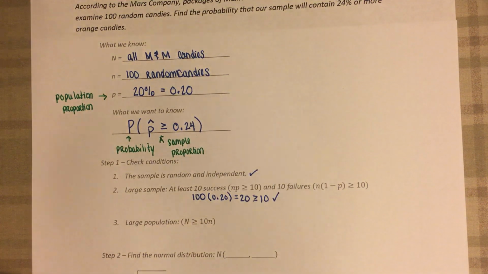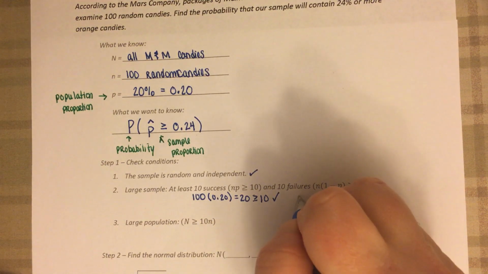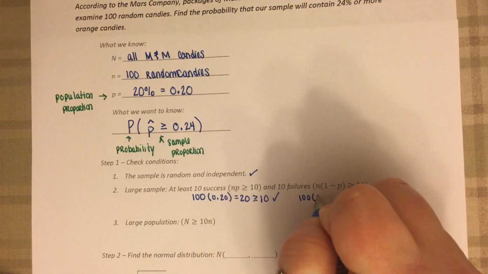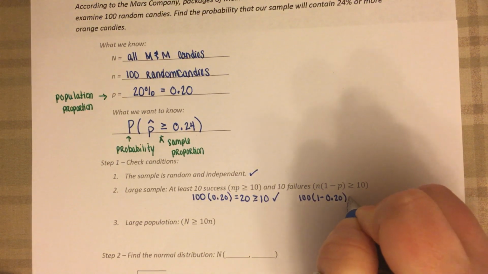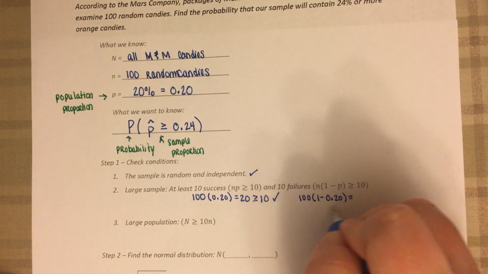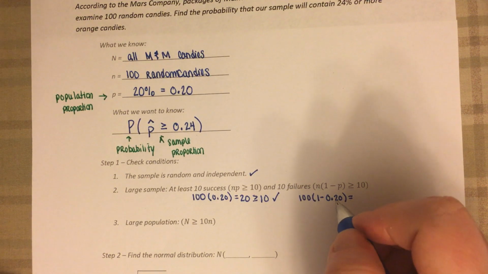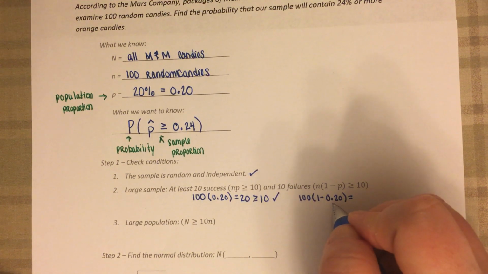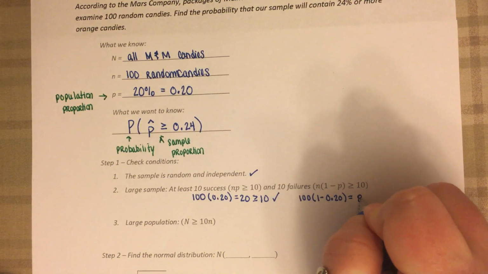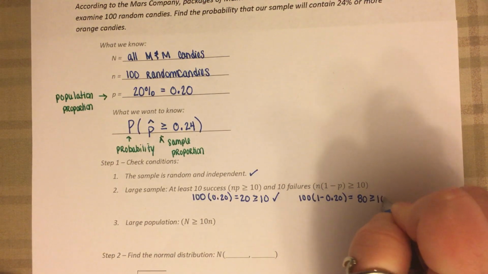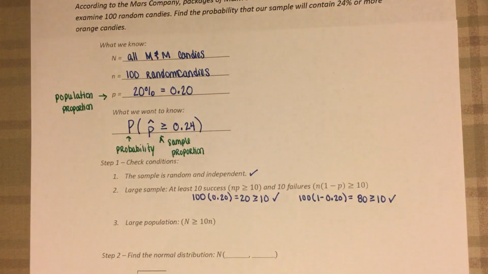Now we need to measure our number of failures. So again, we take our sample size, which is 100, times 1 minus 0.20. If we work this out, 1 minus 20% gives us 80%, so we have a 0.80 in here. 80% times 100 is going to give us 80, which is also greater than or equal to 10. So our second condition holds. Both of those inequality statements are true.